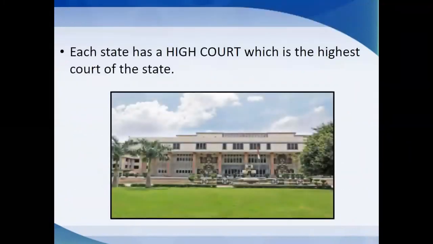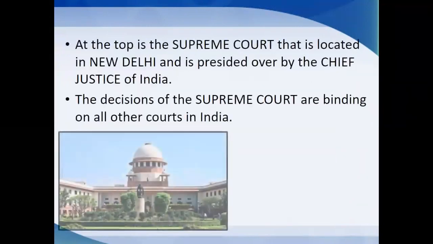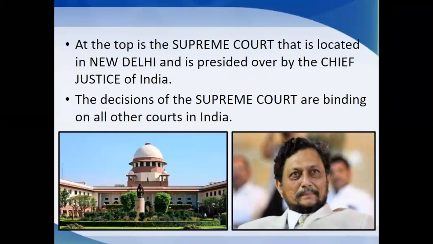Each state has a High Court, which is the highest court of the state. At the top is the Supreme Court, which is located in New Delhi and is presided over by the Chief Justice of India. The decisions of the Supreme Court are binding on all other courts in India. The Constitution refers to the Supreme Court as the guardian of the Constitution.